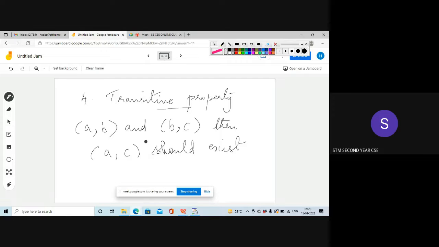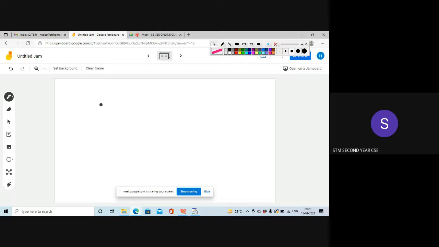But when you define what transitive property is, you have to look at the textbook, the course notes definition. So transitive property states that if in a relation R, (A, B) exists and (B, C) exists, then (A, C) should exist. That is, if A is related to B and B is related to C, then A is related to C. For example, if 1 is greater than 2 and 2 is greater than 3, then 1 is greater than 3. This is the simple example of transitive property.